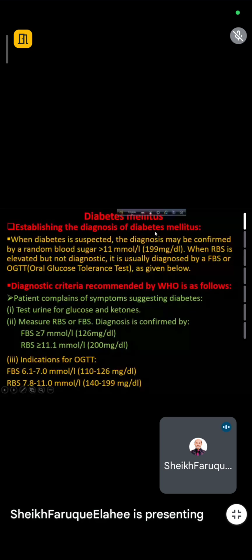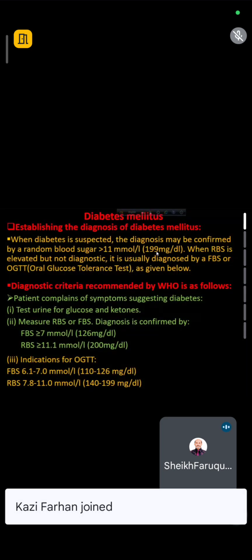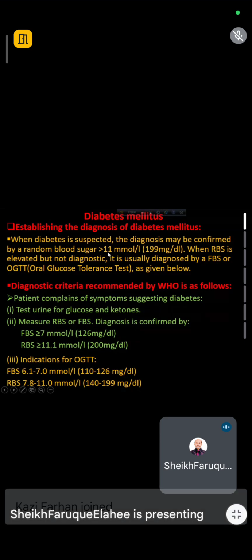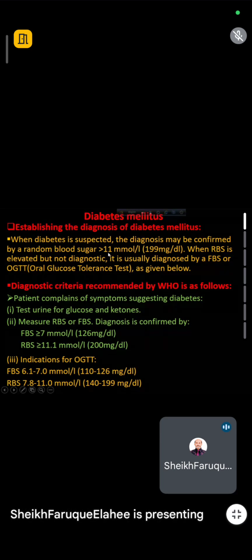By millimole it is 11, by milligram 200. If he has more than 200 milligram or 11 millimole RBS, random blood sugar, yes, he has diabetes. So this is the acid test for diabetes mellitus, you know.